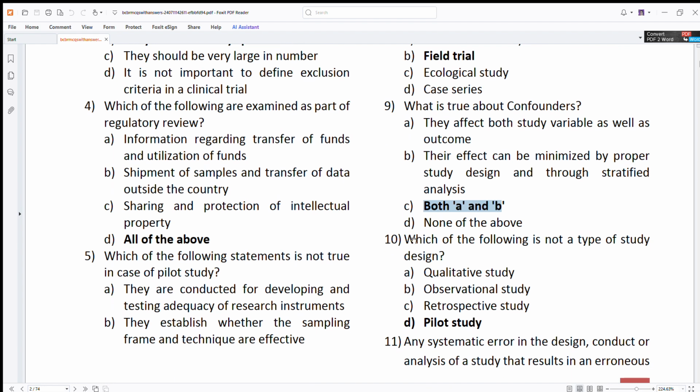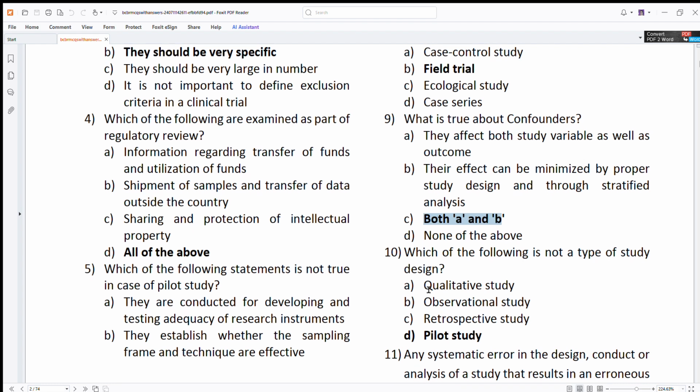Then which of the following is not a type of study design? Qualitative study, yes, it is. Observational, yes. Retrospective, yes. Pilot study is the study that is going to be done for the first time. That is not a type of study design. This is extremely important for you to remember.